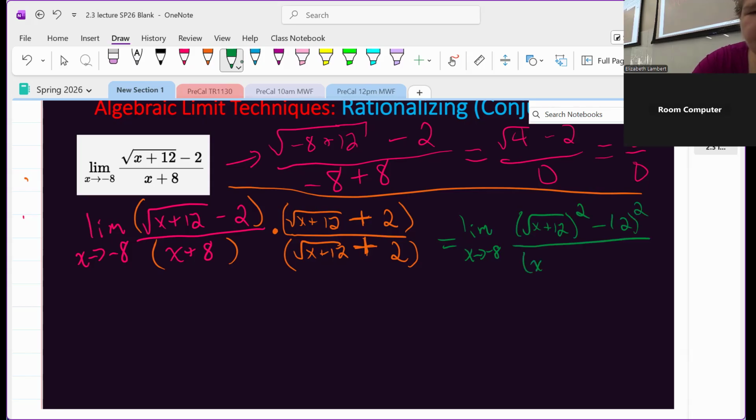And on the bottom, don't multiply it out. Just write them side by side. Because we're actually trying to get this x plus 8 to cancel. And that's what's going to happen on top. We're going to end up with x plus 8. So the square root of x plus 12 squared is just x plus 12. So we have x plus 12 and then minus 4. So 12 minus 4 is 8.